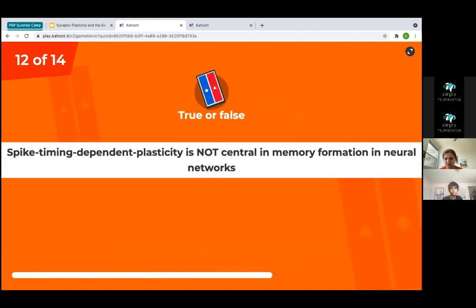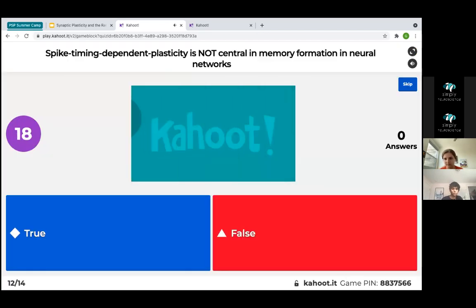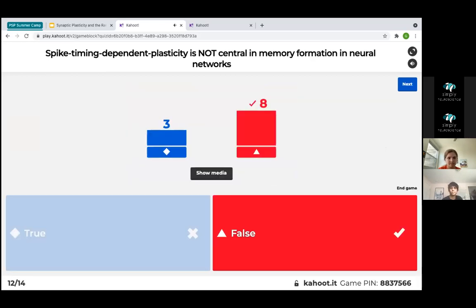Nice. This one's true or false. Just to read it out loud, the STDP is not central in memory formation in neural networks. True or false? That is false. Good job, everyone.